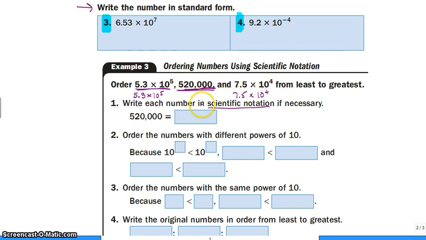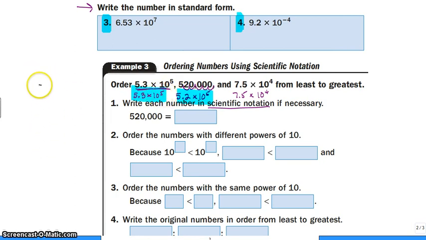So that's going to be, let me erase this. That's going to be 1, 2, 3, 4, 5. 5.2 times 10 to the 5th power. Okay. If you take a look at these in blue, they have matching powers. So since they have matching powers, let's compare, contrast them. Who do you think is going to be bigger, 5.3 or 5.2? 5.3 is going to be bigger. So 5.3 is the biggest.